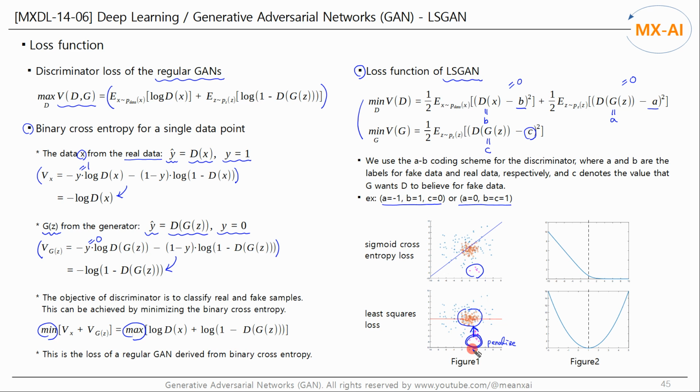This benefit can also be derived from another perspective. As shown in Figure 2, the least squares loss function is flat only at one point, while the sigmoid cross-entropy loss function will saturate when x is relatively large.